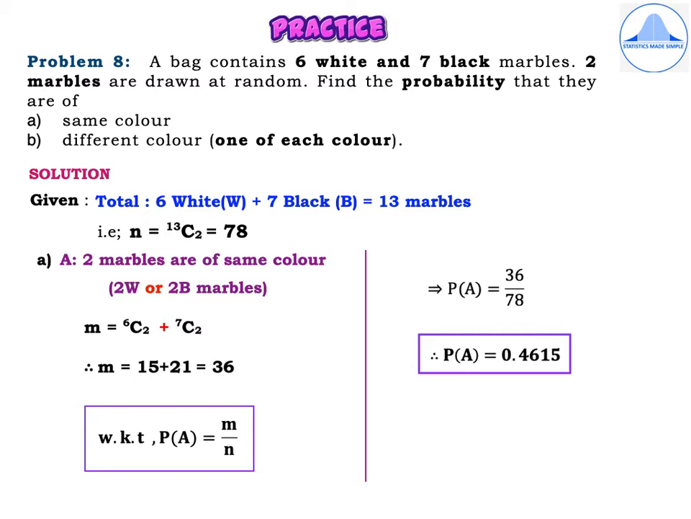Next, we have to find out N. So the total number of marbles are 13, and in the question they have mentioned that 2 marbles are drawn at random. So here we have to make use of combinations. That is, there are 13 marbles, and out of 13 marbles you have to choose only 2 marbles, and the total number of ways in which we can do this is N is equal to 13C2. Using the scientific calculator you can get the solution for this, which is 78.